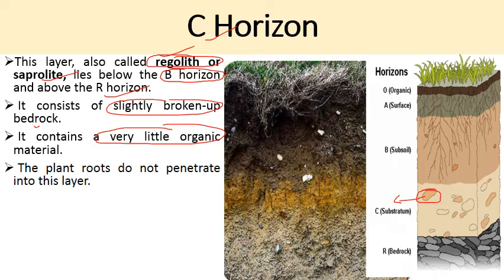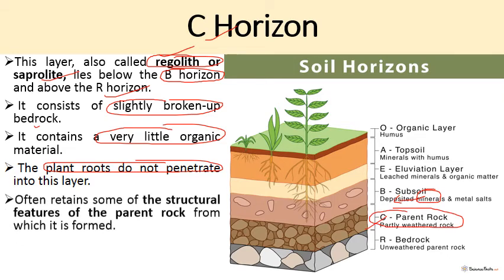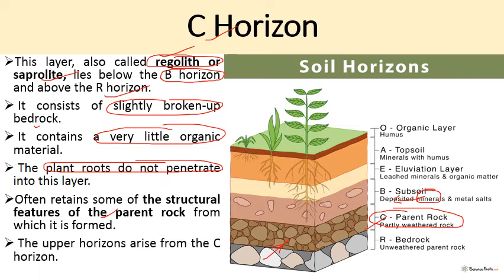And the plant roots do not penetrate into this layer. This is partially weathered rock and often retains some structural features of the parent rock from which it is formed. So its features are just similar to that of this parent rock which is present in the R horizon. The upper horizons arise from the C horizon. The origin of all the upper horizons is from this C horizon.